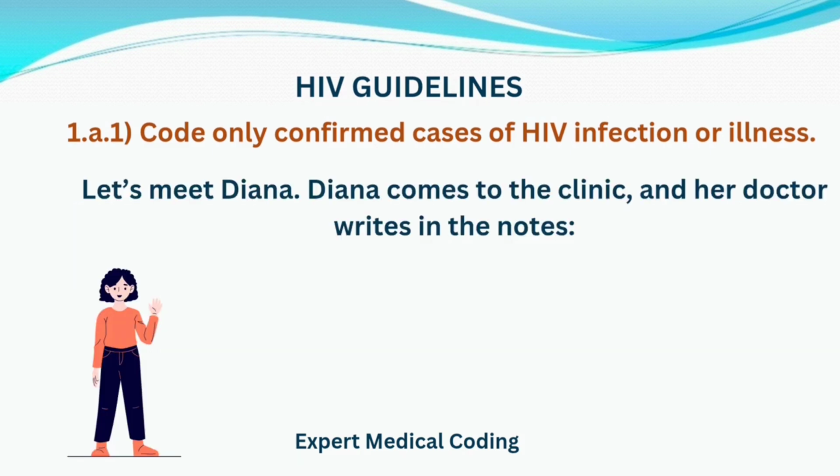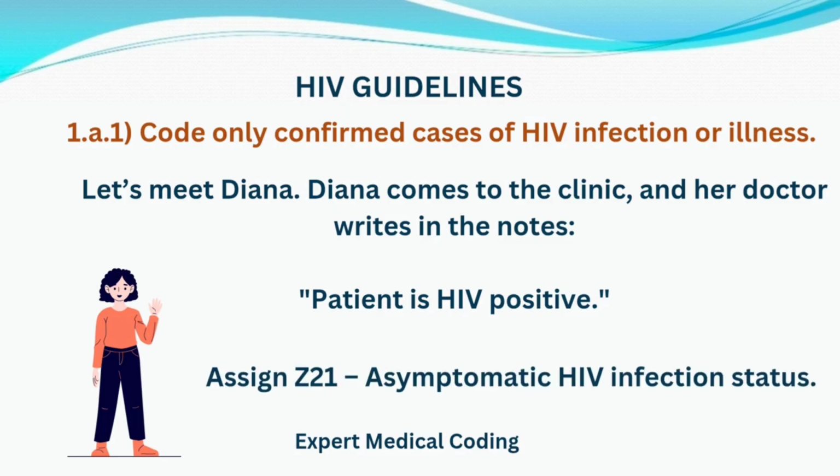So let's see an example. Let's meet Diana. Diana comes to the clinic and her doctor writes in the notes as patient is HIV positive. Now notice something important. There's no lab report attached, no culture results in the chart, but that's okay. In ICD-10-CM, the provider's documentation is enough. The statement patient is HIV positive is considered confirmed. So for Diana, if she has no symptoms, you can assign code Z21, asymptomatic HIV infection status.